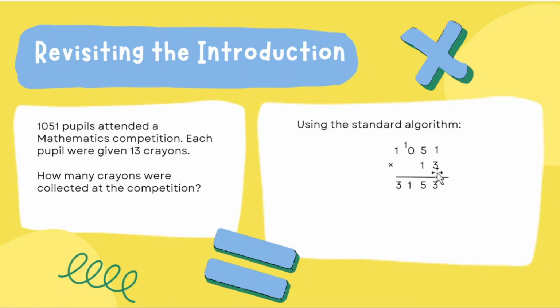So we have 3 times 1 is 3. 3 times 5, that is 15. You write 5, you carry 1 to the next stage. 3 times 0 is 0 plus 1, that gives us 1. Then 3 times 1 is 3. So all that is clear.